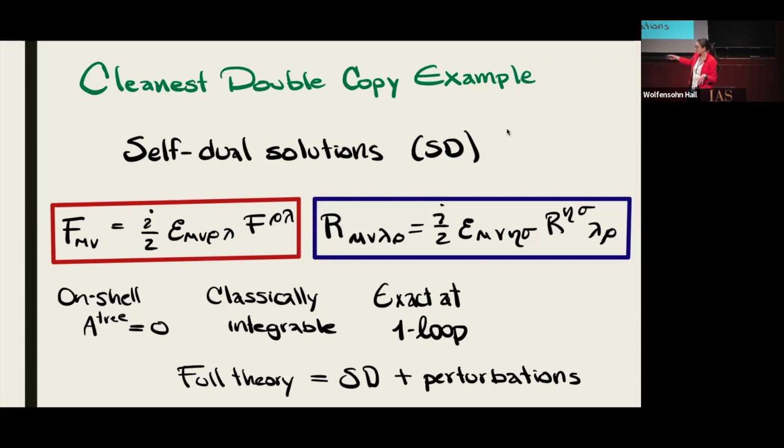And furthermore, you can compute loop level amplitudes, and they're just exact at one loop. Everything else vanishes. So they are very simple theories, and they have a very nice double copy structure. And if you want to obtain the full theory now from these self-dual theories, you can do a perturbation around these self-dual solutions and obtain the full theory.